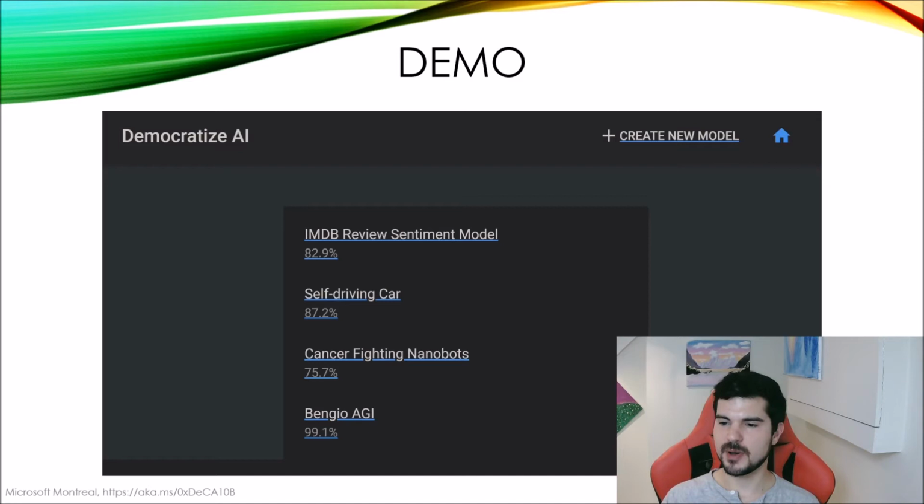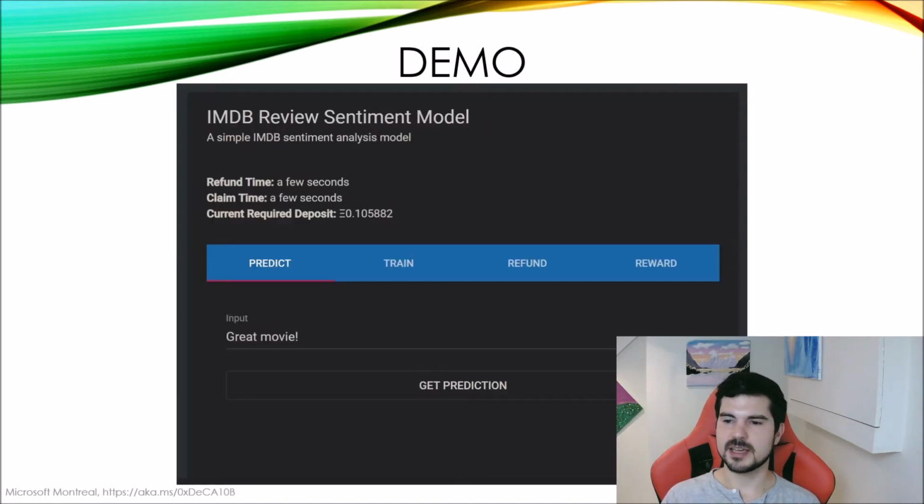So there's a few different models we can dive into. Let's say we want to improve this IMDb review sentiment analysis dataset. So they try it out. Let's say they wrote a movie review. They say "great movie." The model predicts that this movie review is positive. That's correct.